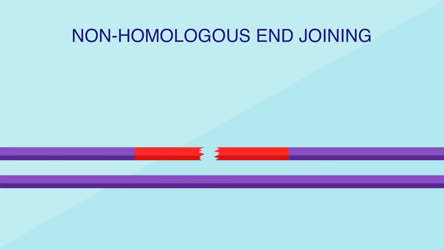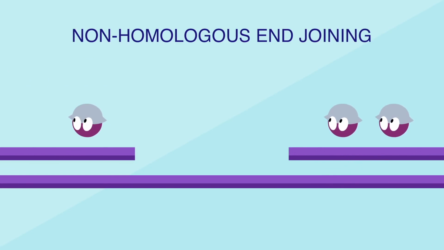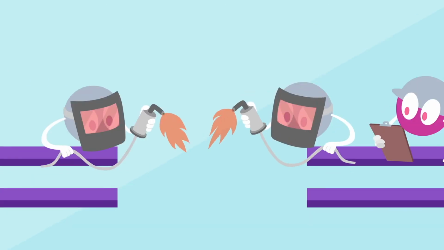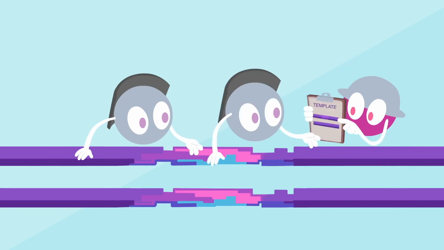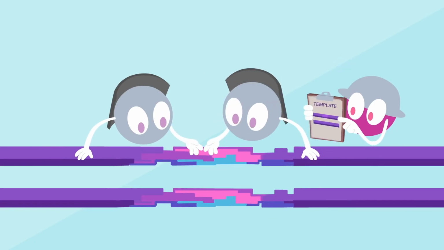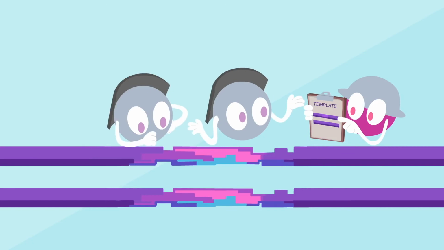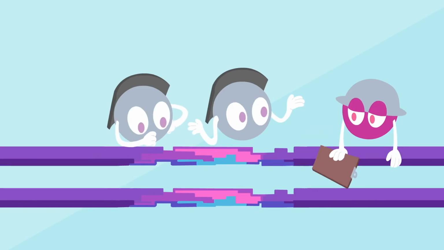Non-homologous end joining, on the other hand, doesn't rely on a template. Instead, a series of proteins trims off a few nucleotides and then fuses the broken ends back together. This process isn't as accurate. It can cause genes to get mixed up or moved around, but it's useful when sister DNA isn't available.